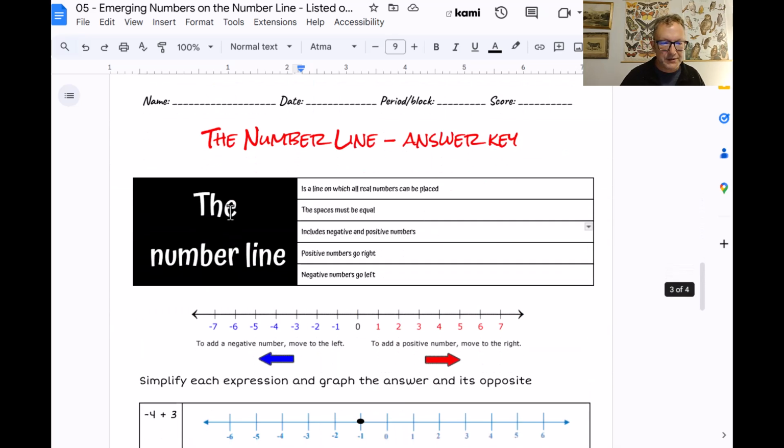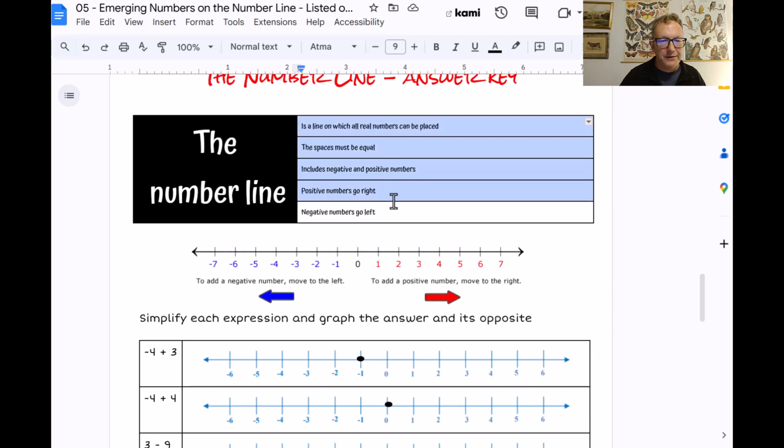Now we have the answer key. In our graphic organizer, we just list some facts about number lines. It's a line in which all real numbers can be placed. Spaces must be equal. I always like to include negative and positive numbers on my number line. I know sometimes teachers, depending on the problem or the application, may want to restrict that, and that's perfectly fine. Positive numbers go to the right. Negative numbers go to the left.